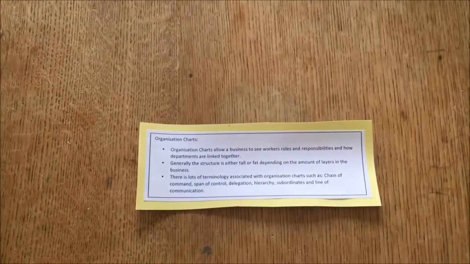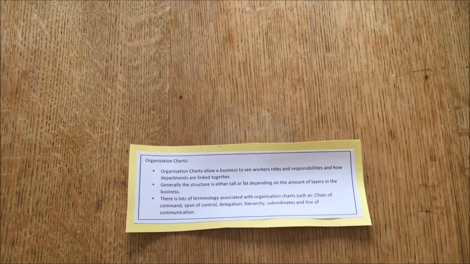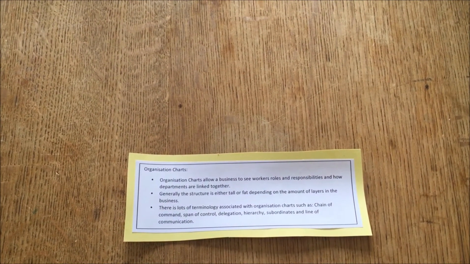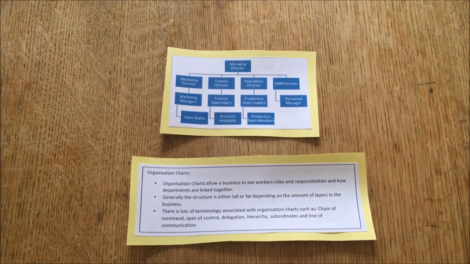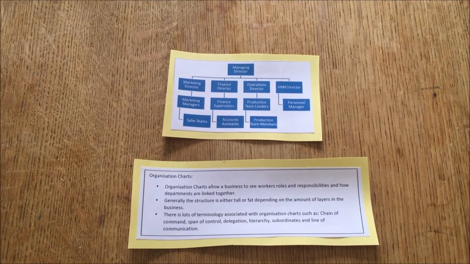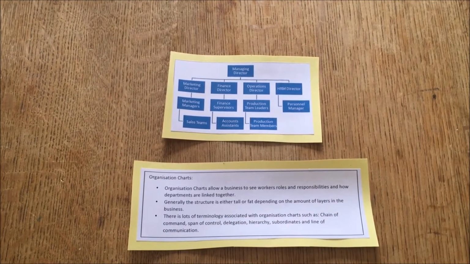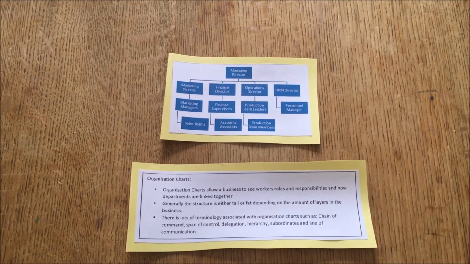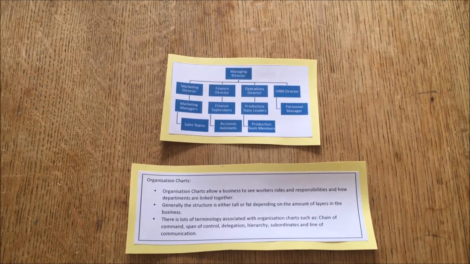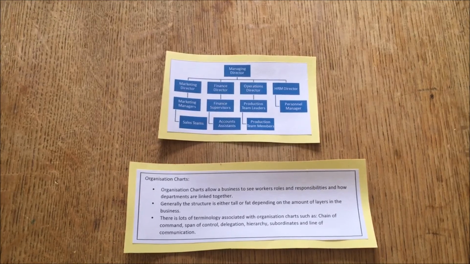Organisation charts. Organisation charts allow business to see workers' roles and responsibilities and how departments are linked together. Generally, the structure is either tall or flat, depending on the amount of layers in the business. There is a lot of terminology associated with organisation charts, such as chain of command, span of control, delegation, hierarchy, subordinates, and line of communication.